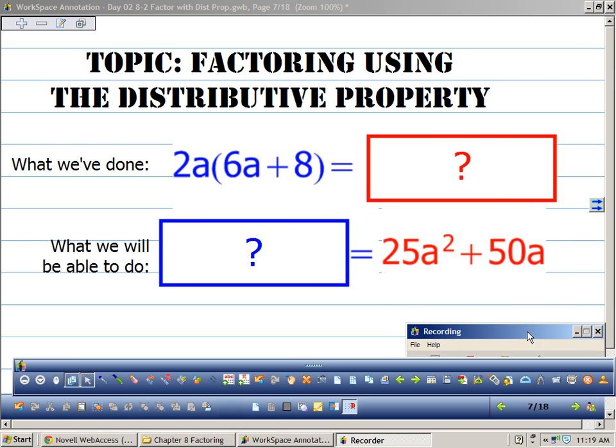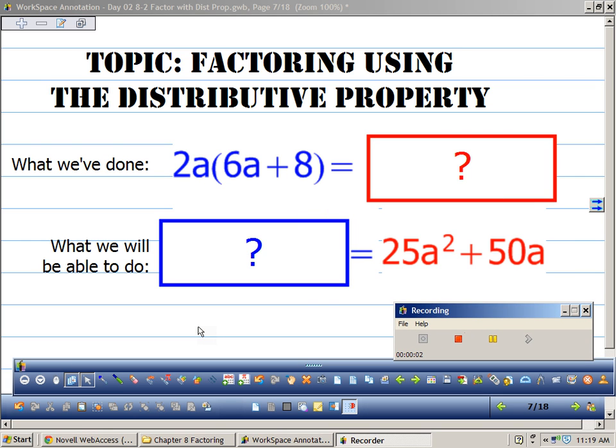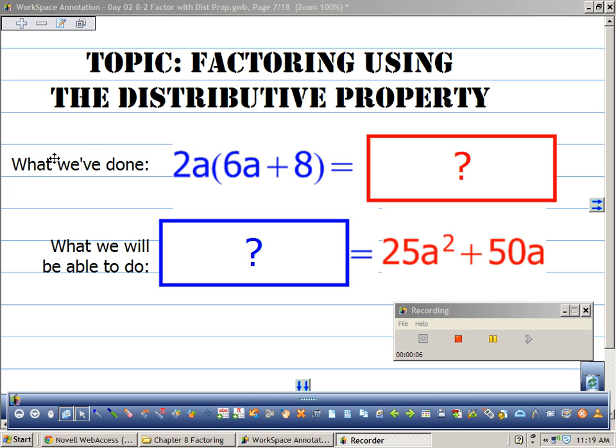Okay, so let's talk a little bit about factoring using the distributive property. So go ahead and take a second. This is what we've done before. 2a times the quantity 6a plus 8. If I were to distribute this number to here and this one to here, what would be my mystery expression over here? It's yourself, Anthony, on your paper.